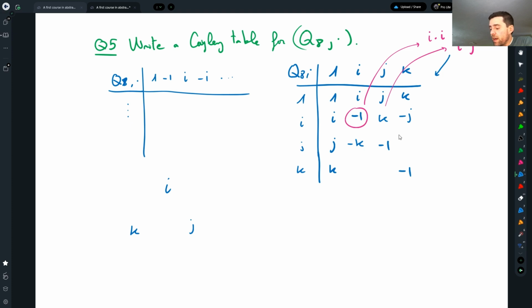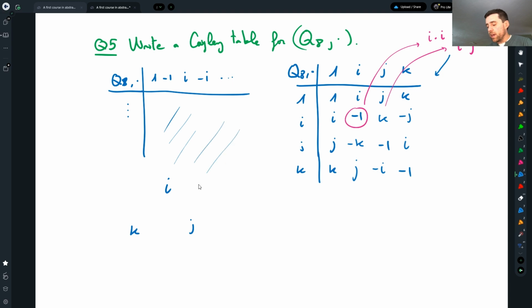j times k, that I'm going forward, I get i. k times i, that I'm going forward, so I get j, but k times j, I'm going backwards, and I get minus i. So this is how the multiplication works, at least for the positive i, j, and k. This is a Cayley table, or a partial table, I guess, but that is how it works. Okay. So just write the dot here like that. Okay, so that's how a Cayley table works.